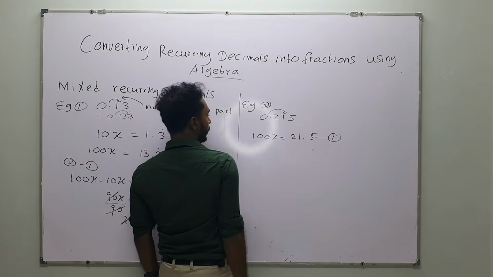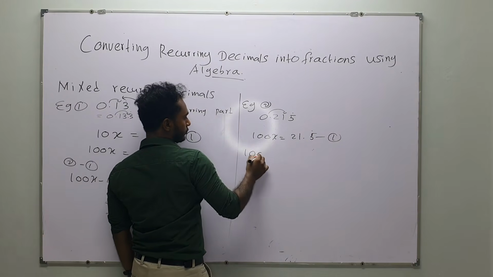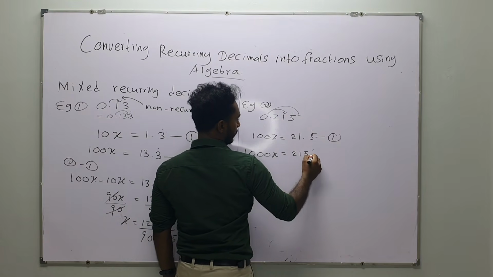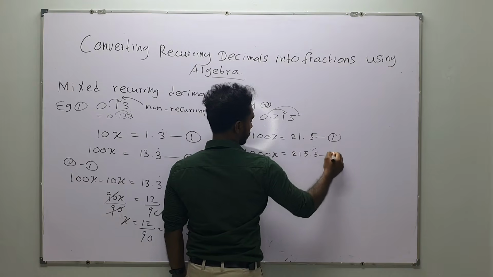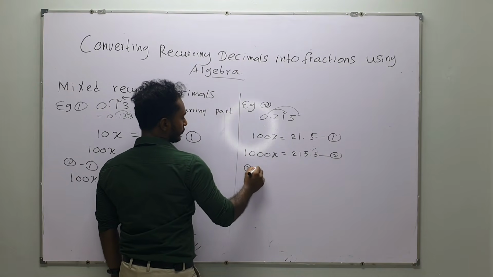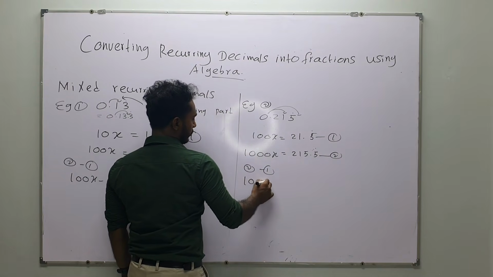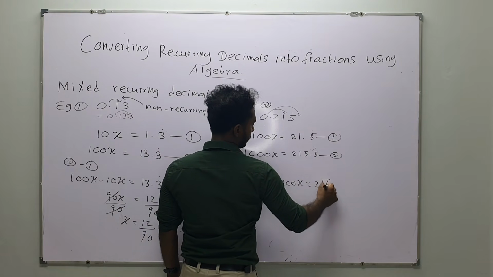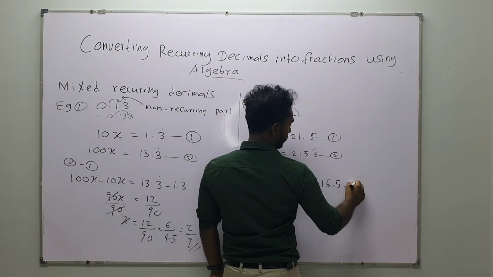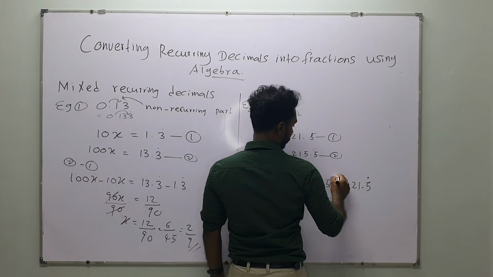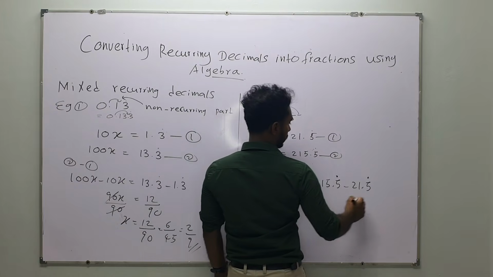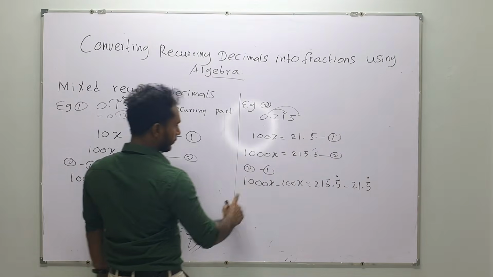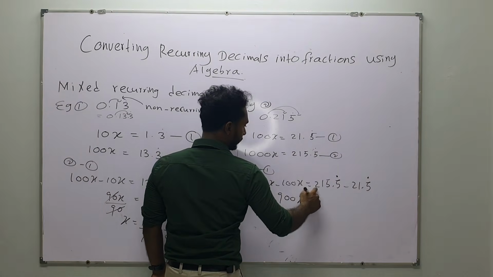Okay, this is fine. Then we have to get everything to the left, that will be 1000x. Why? There are 3 digits. So 1000x equals 215.5 recurring. This will be equation number 2. Then we have to subtract 1 from 2. Then we get 1000x minus 100x equals 215.5 recurring minus 21.5 recurring. Yes. Now you have to subtract this. Use the calculator to subtract, then you get the answer. This will become 900x.